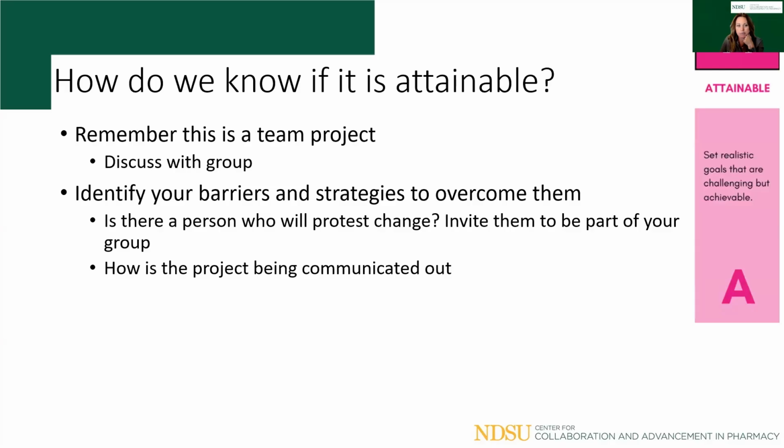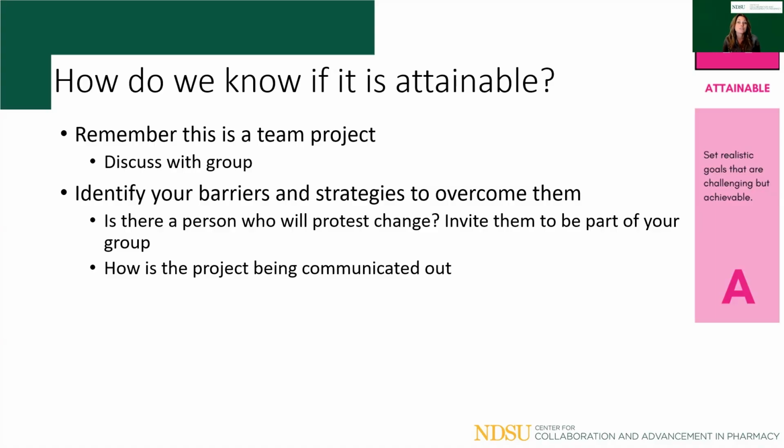So we talked about attainability. To know if this goal of reducing our bronchitis, influenza, and RSV is attainable, I would work with the group that I'm going to work with on this. Discuss with that group and say, what percentage should we lower it by? And see what the group consensus is. And then identify your barriers, and strategies to overcome them.